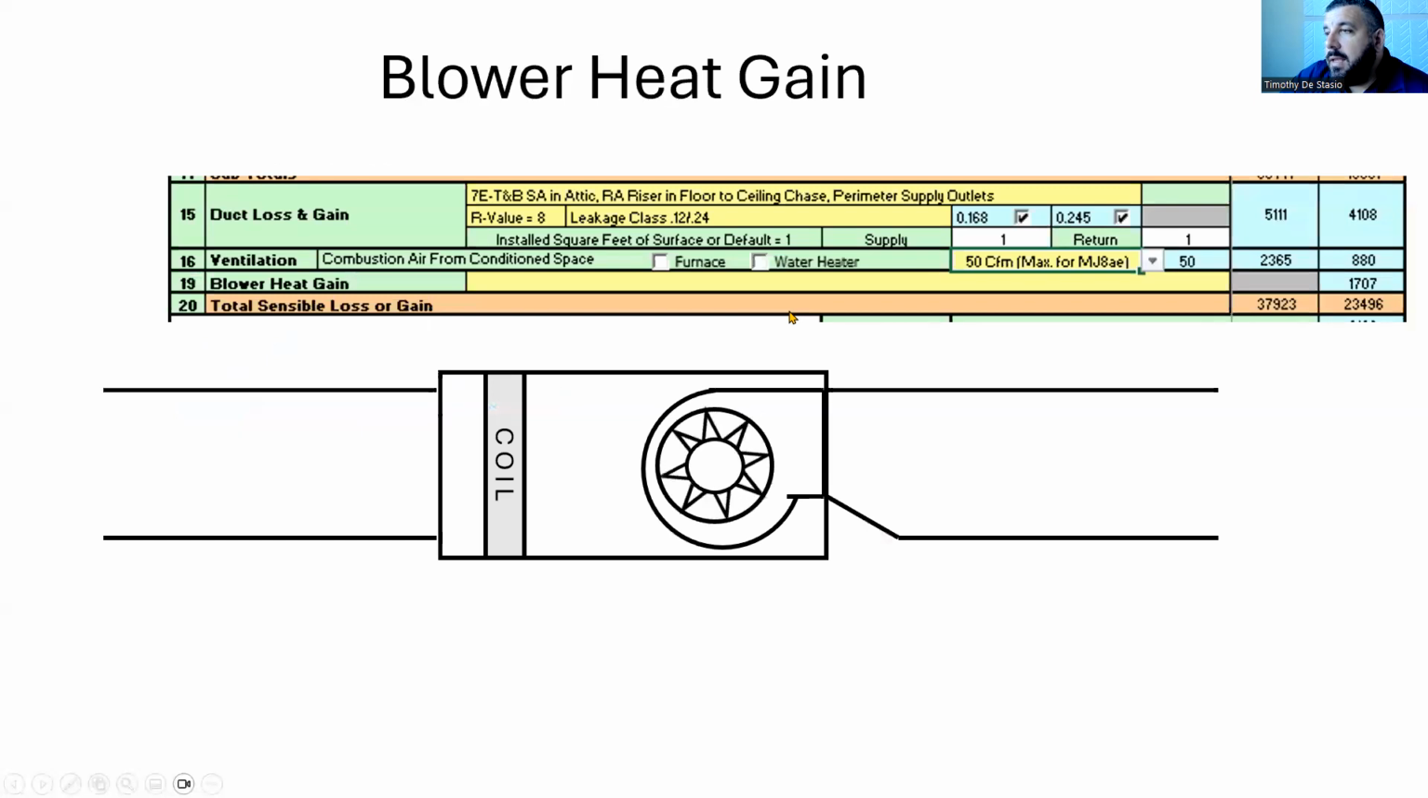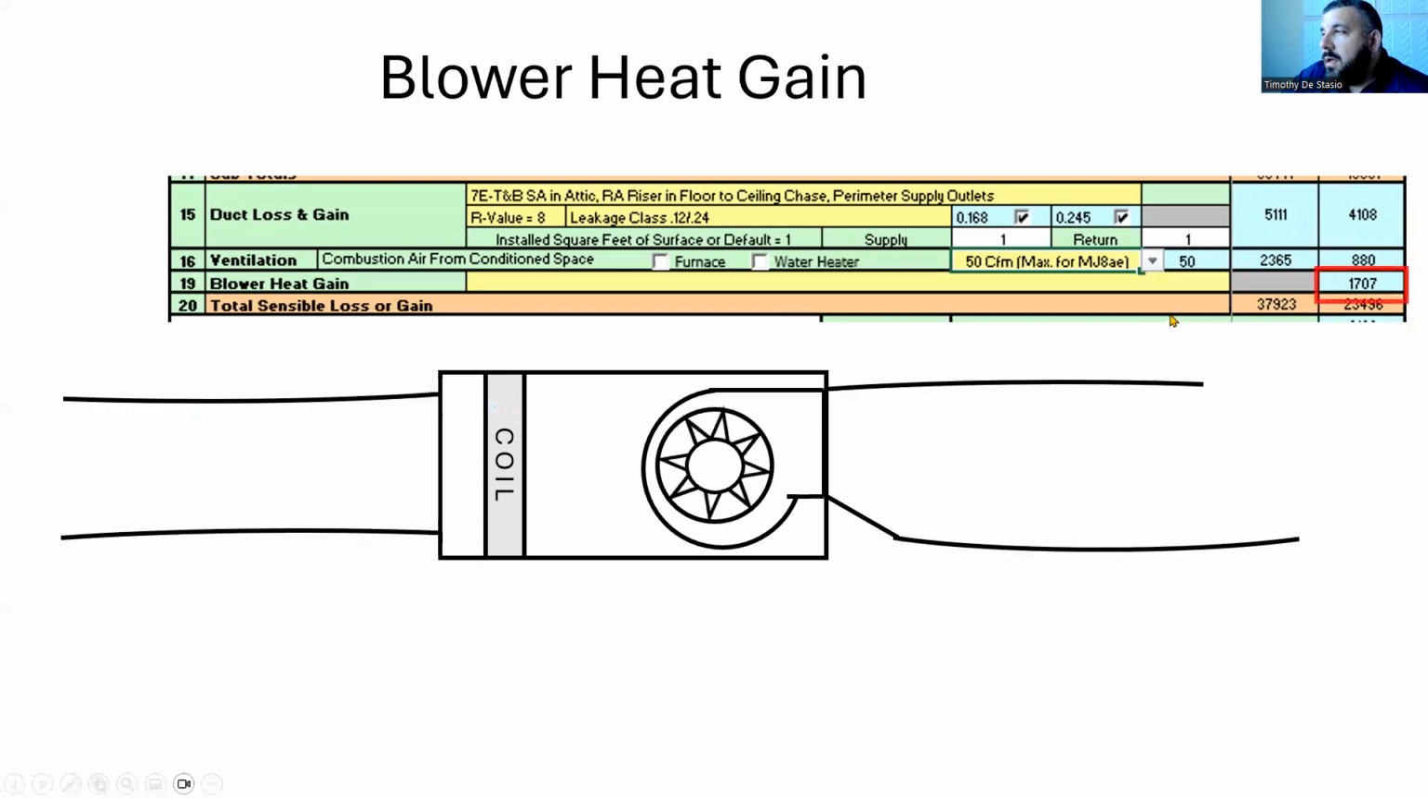Blower heat. Technically, the wattage that's consumed by a blower motor is added as sensible heat to your load. But as you can see here, it's not much. It's 1,700 BTUs per hour. That's a little bit more than a tenth of a ton. So if you remember it, great. If you forget it, probably not a big deal.